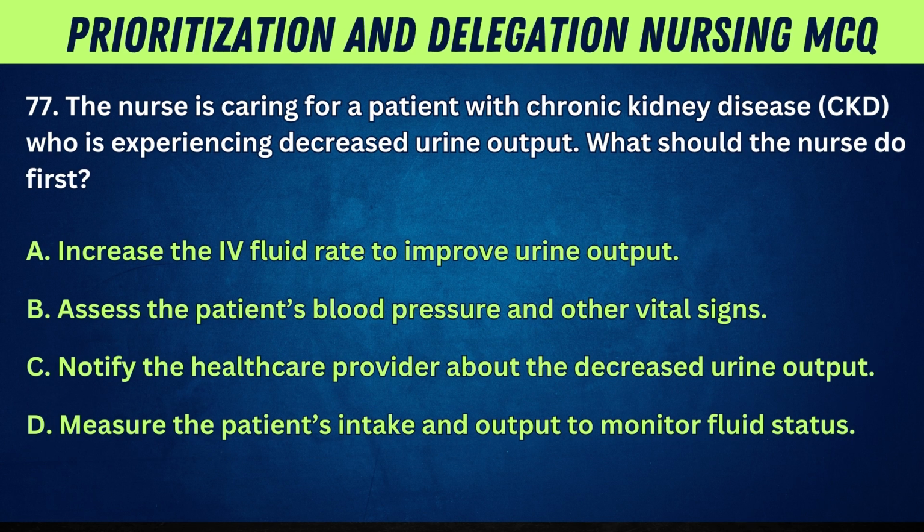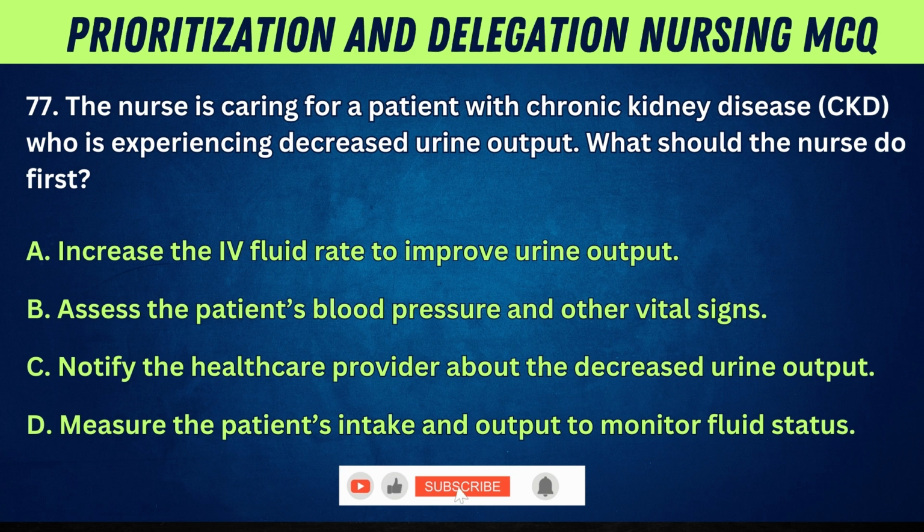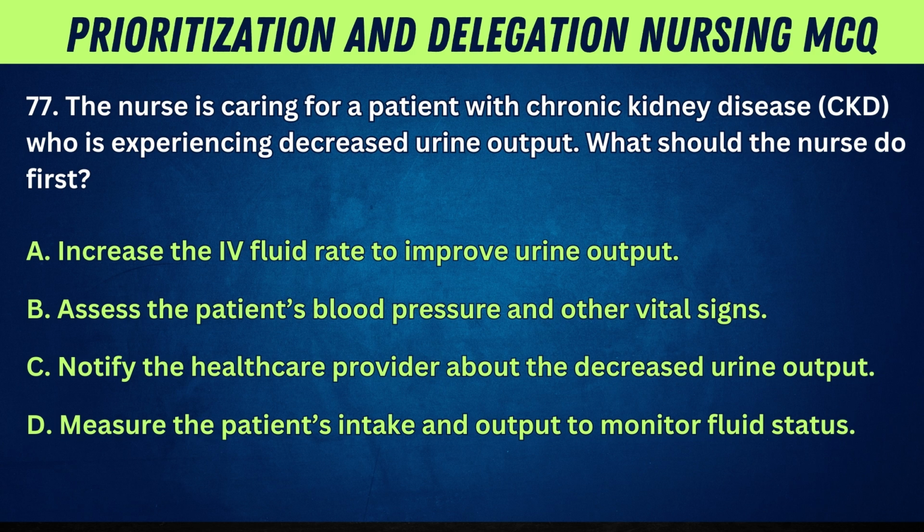77. The nurse is caring for a patient with chronic kidney disease, CKD, who is experiencing decreased urine output. What should the nurse do first? A. Increase the fluid rate to improve urine output. B. Assess the patient's blood pressure and other vital signs. C. Notify the healthcare provider about the decreased urine output. D. Measure the patient's intake and output to monitor fluid status.